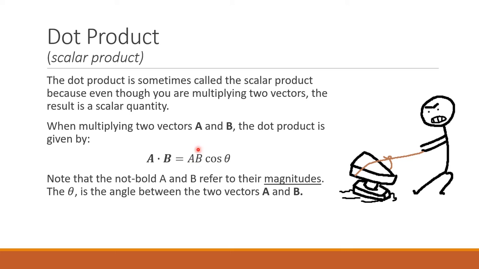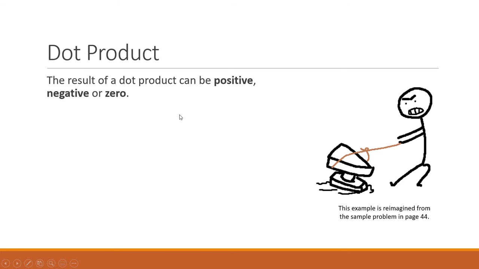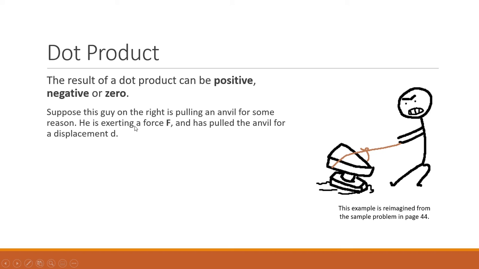These are just magnitudes, okay? No direction here. Just the magnitudes, and theta is the angle between the two of them. The result of a dot product can be positive, negative, or sometimes zero. If you want a little help to imagine how that works, imagine this. Suppose this guy on the right is pulling an anvil for some reason. He's exerting a force F and has pulled the anvil for a displacement D. So that's what he achieved.